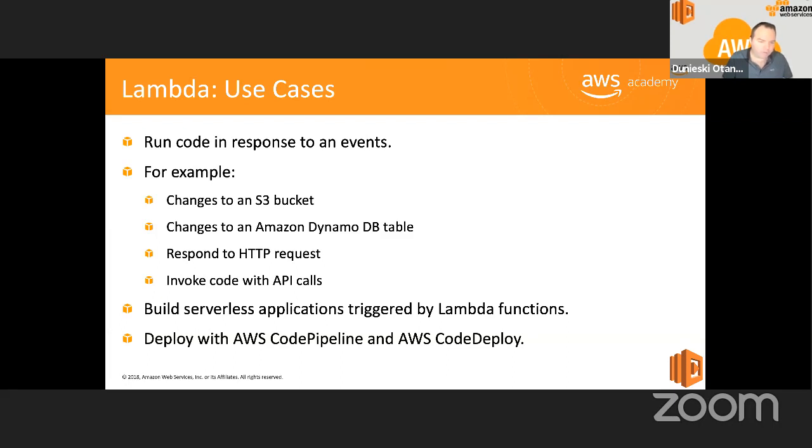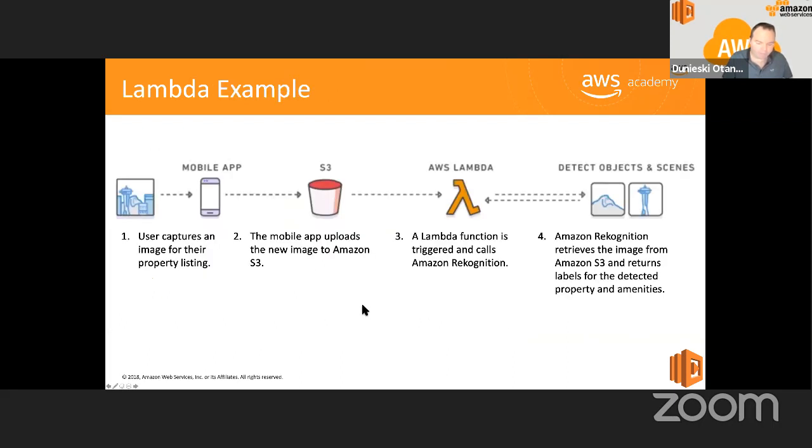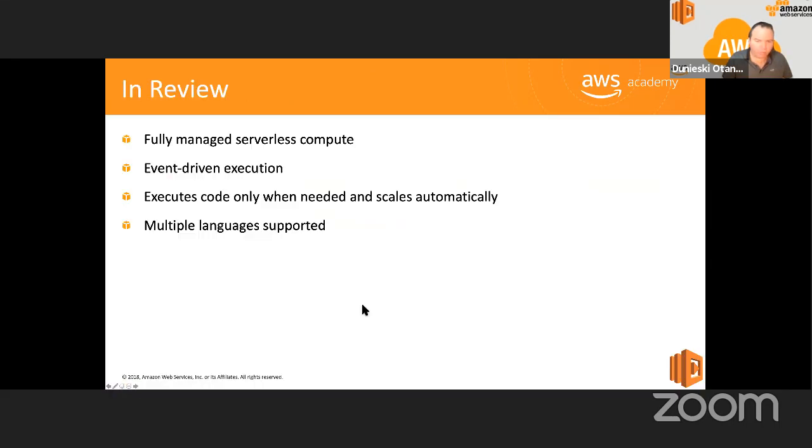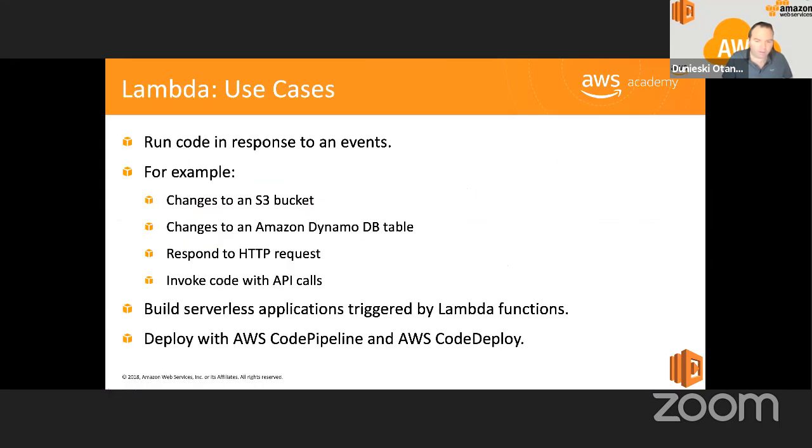So you can build serverless applications triggered by Lambda functions and deploy with AWS CodePipeline and AWS CodeDeploy. You don't need to know about these two services, CodePipeline and CodeDeploy, unless you are in your solutions architect class. This is only for development, and we don't need to know anything about that. We just need to know that they exist.